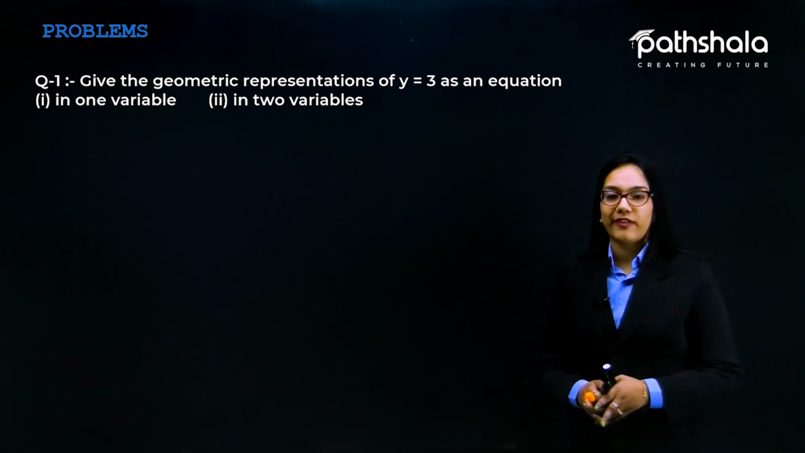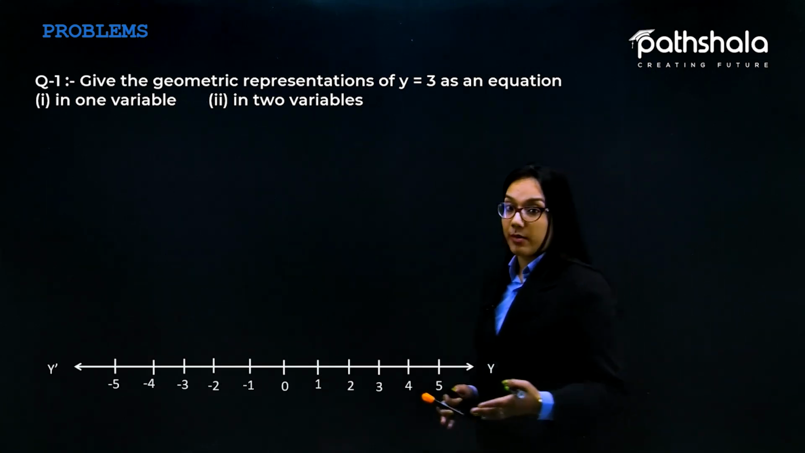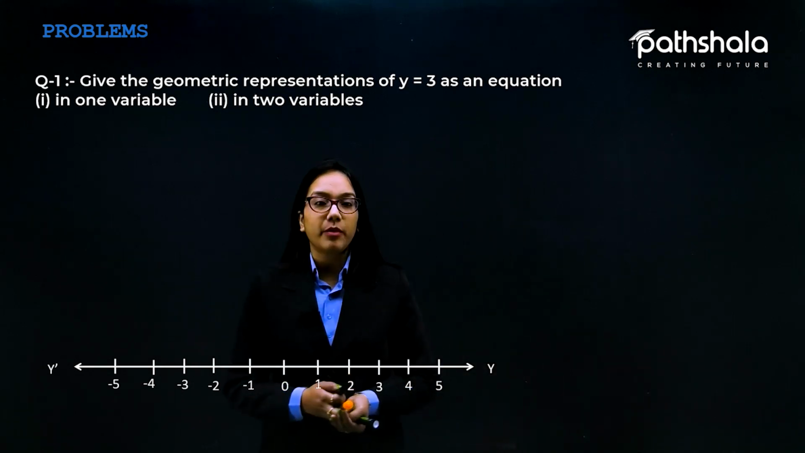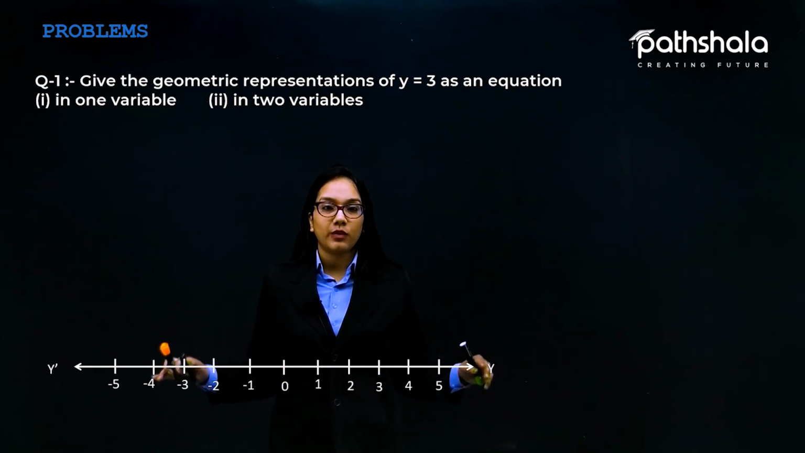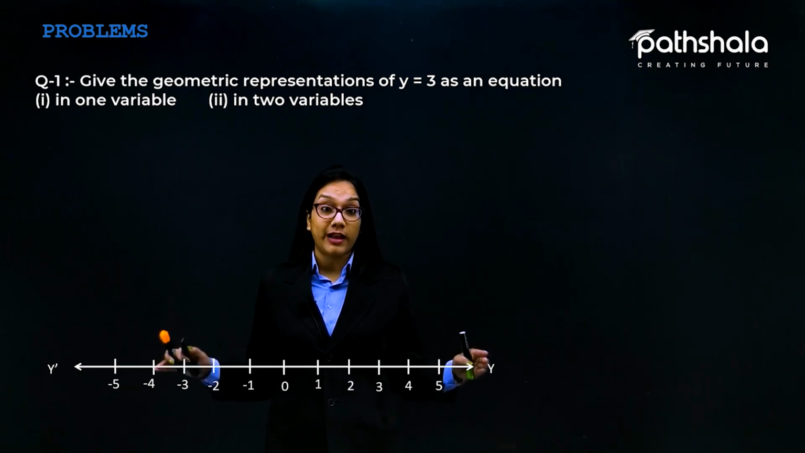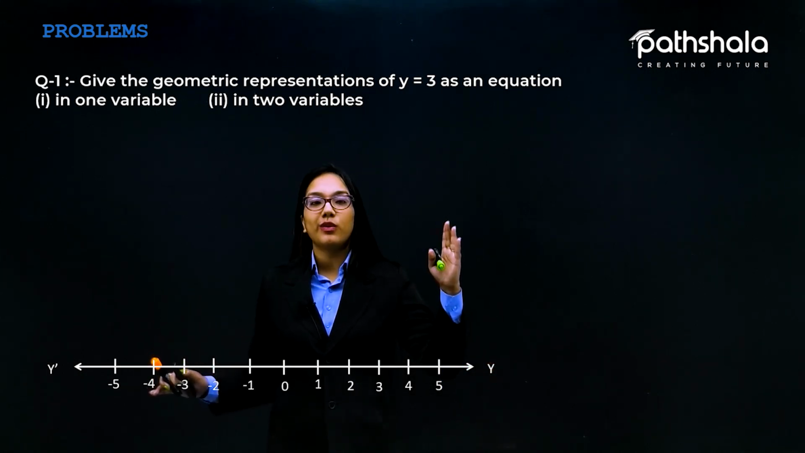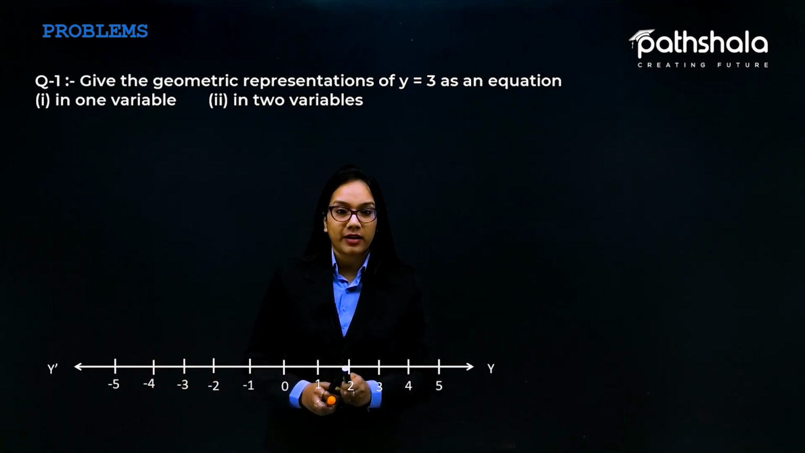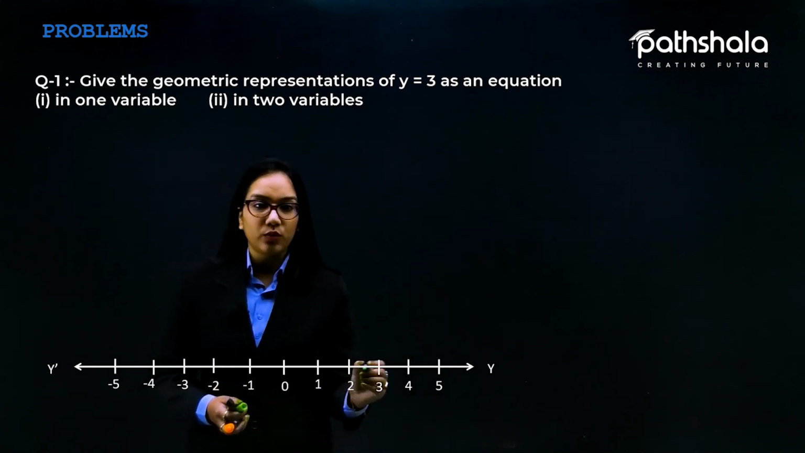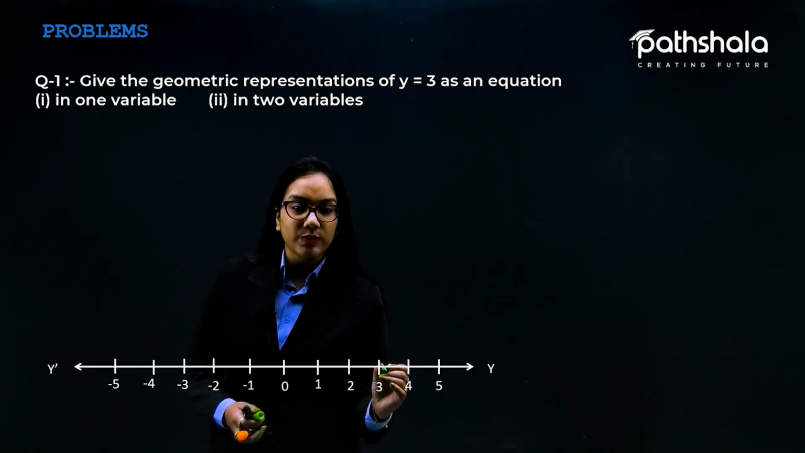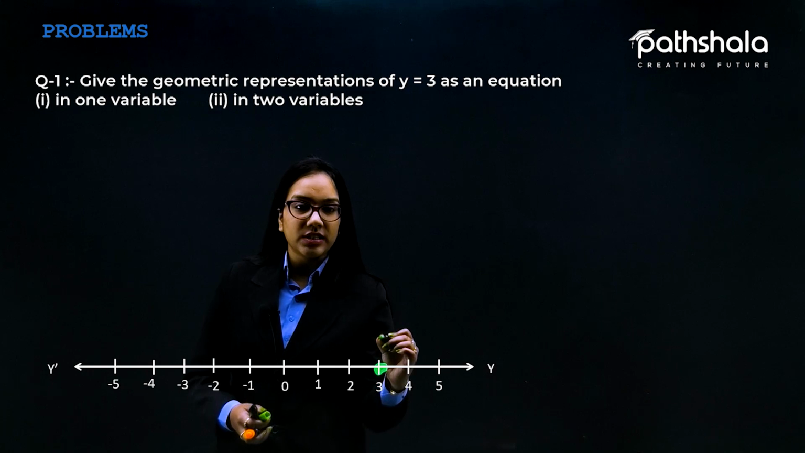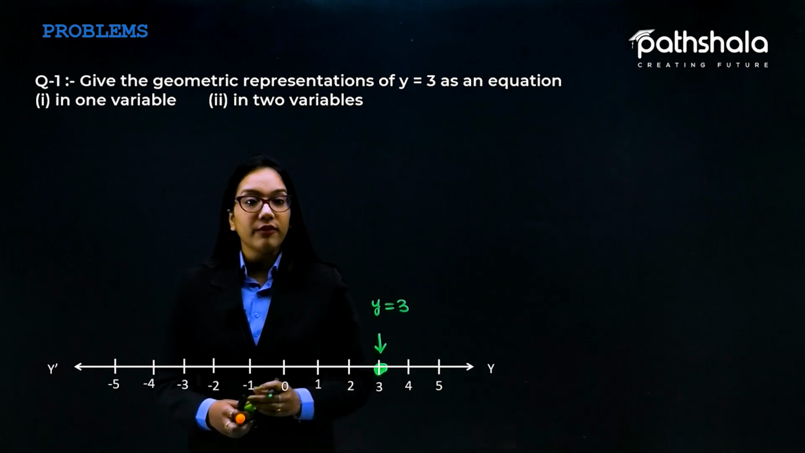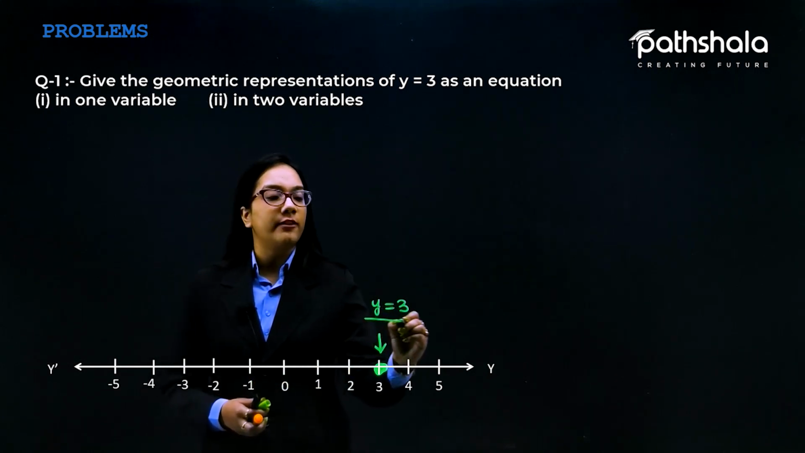Let us suppose we are talking about its representation on the number line, because if we are talking about one variable, then the number line is the thing that gives us only one variable. So y = 3 is represented on the y line in such a manner. As we can see, y = 3 is nothing but this particular point. So this point is representing y = 3 if we have an equation in only one variable.